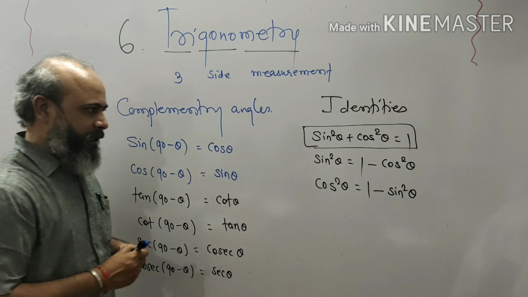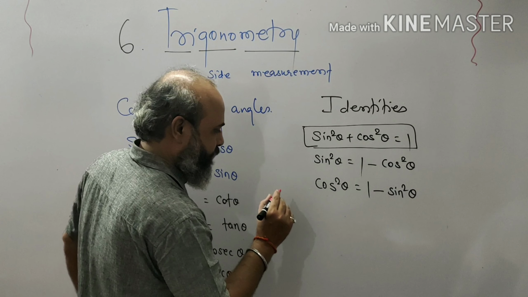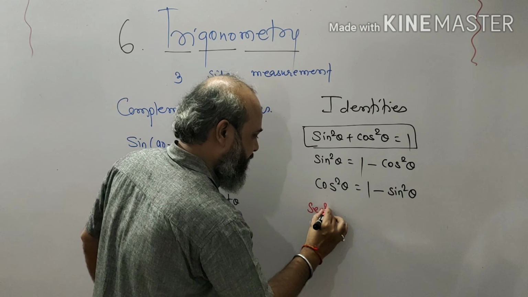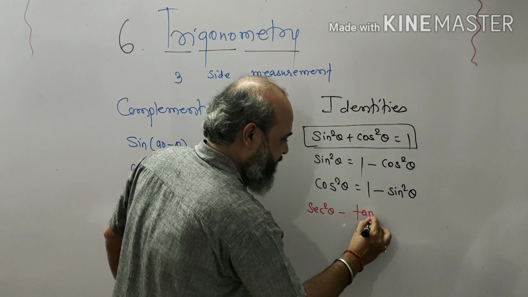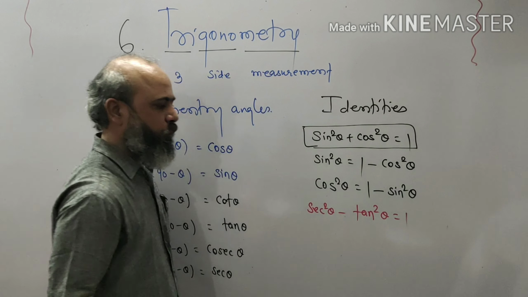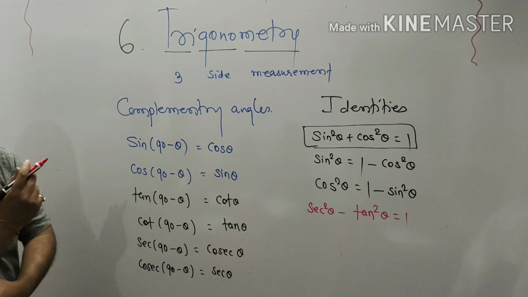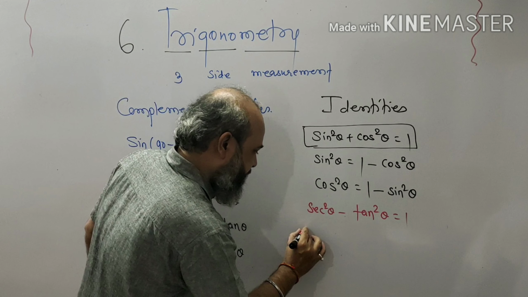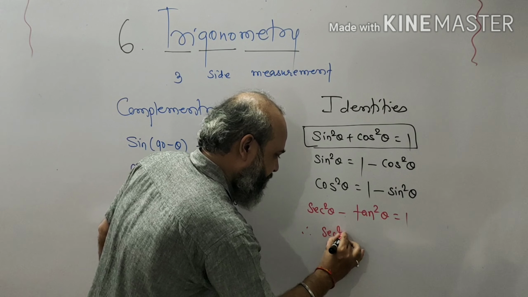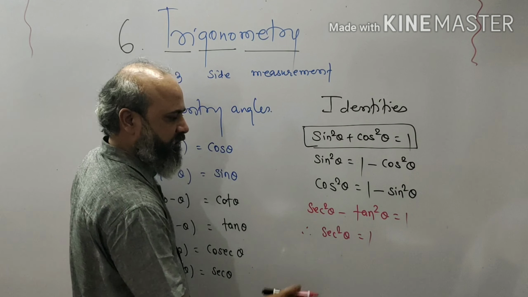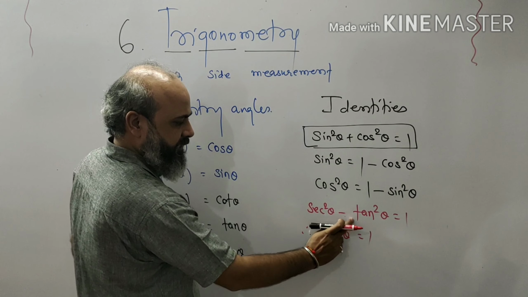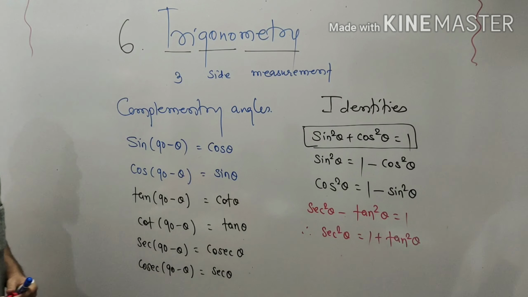Now another trigonometric identity is sec square theta minus tan square theta is equal to 1. Therefore, write sec square theta is equal to 1, and transfer tan square theta to the right hand side. You will get plus tan square theta. So sec square theta is equal to 1 plus tan square theta.